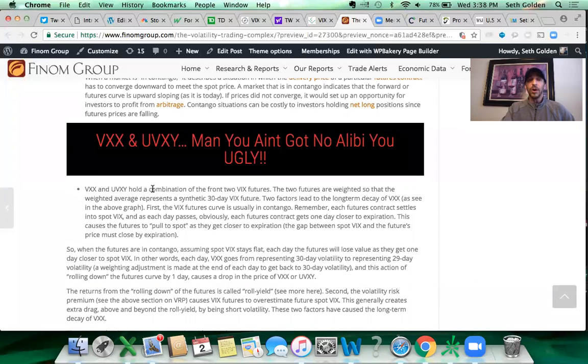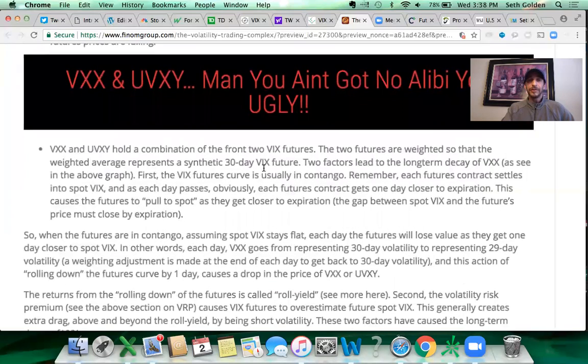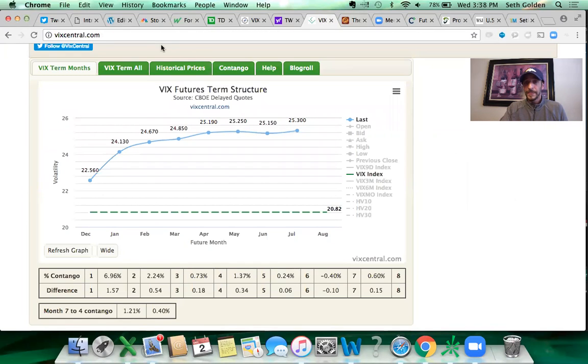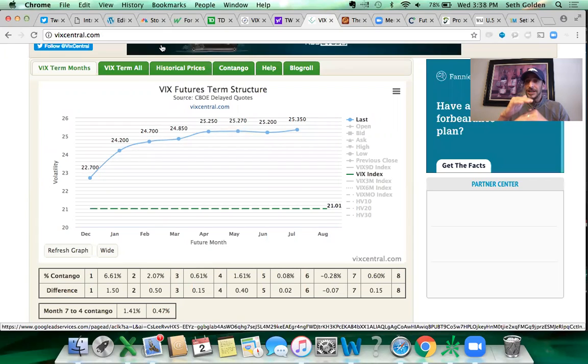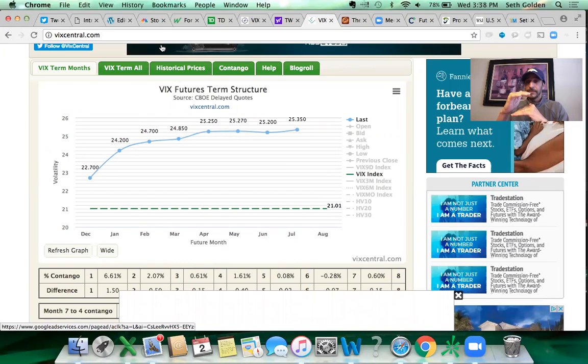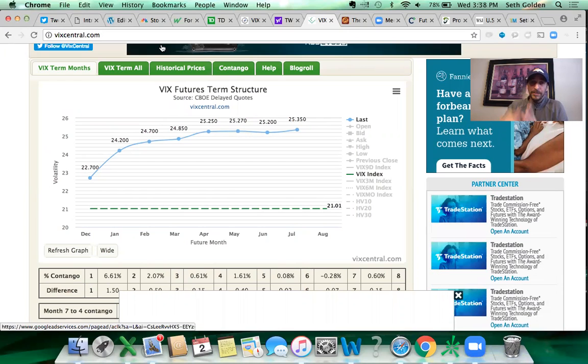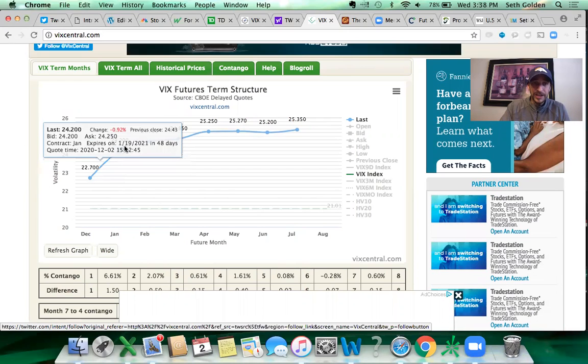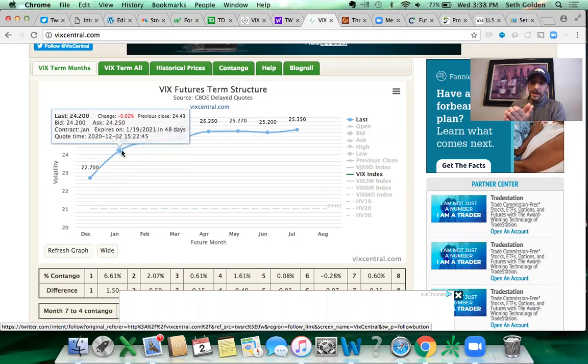VXX and UVXY hold a combination of the front two VIX futures. The two futures are weighted so that the weighted average represents basically a synthetic 30-day future. So they take the front month VIX future and the back month VIX future as a weighted average in the UVXY portfolio, so that it's basically one product. Both the December future and the January future will act essentially as one product under management within the UVXY assets.